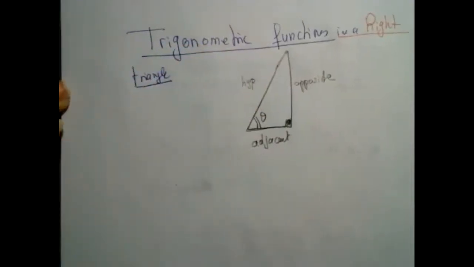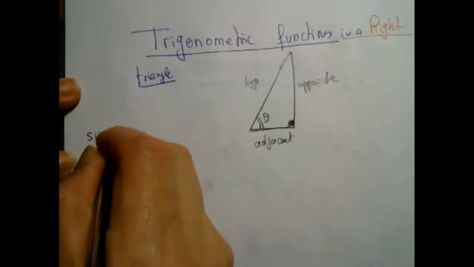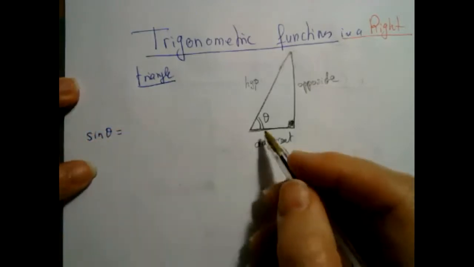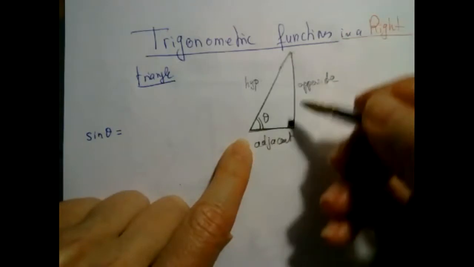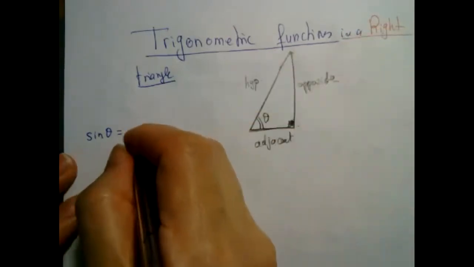Okay. So let us recall all the trig functions. The sine of theta, if I am in a right triangle, is defined to be the opposite side divided by the hypotenuse.